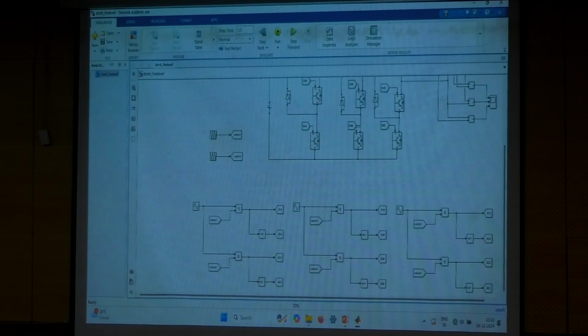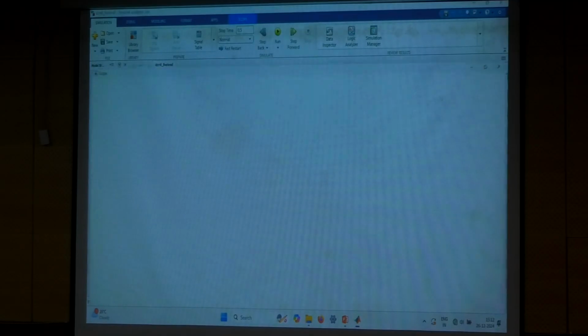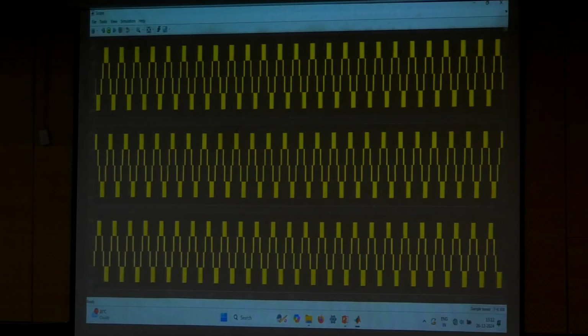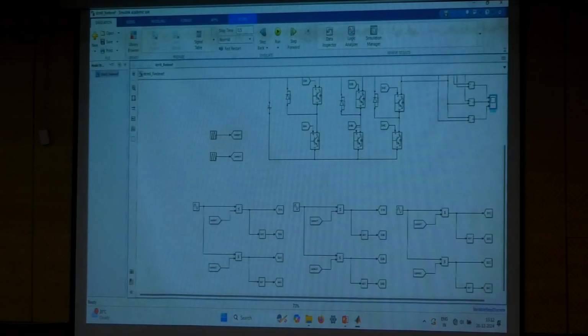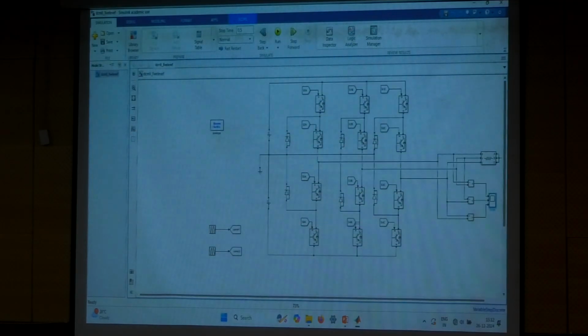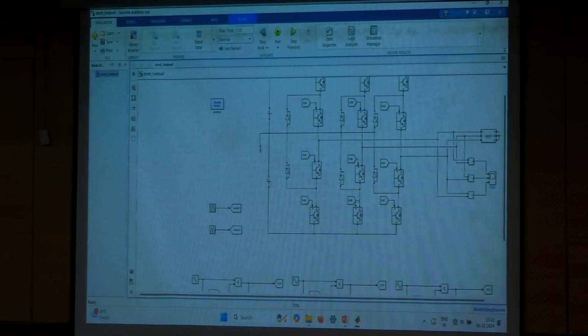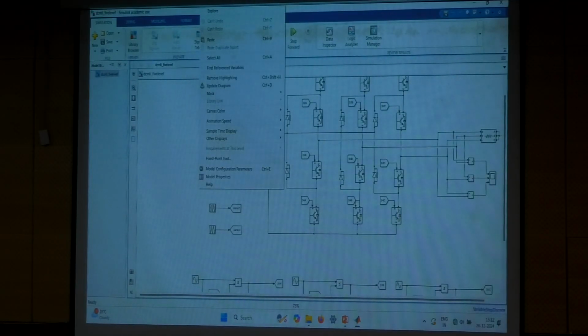We have just 4 switches: one, two, and the complement of one. This is the complement of this one, and this is the complement of this. Then this switch and this switch. Understood? Another thing is that I will also run this one quickly. So you are getting 5 levels in the line voltage. And also we will change the modulation index like we did earlier.